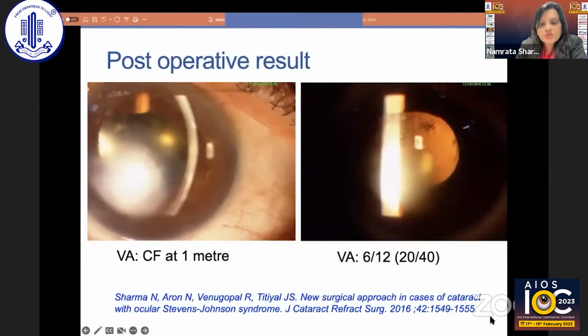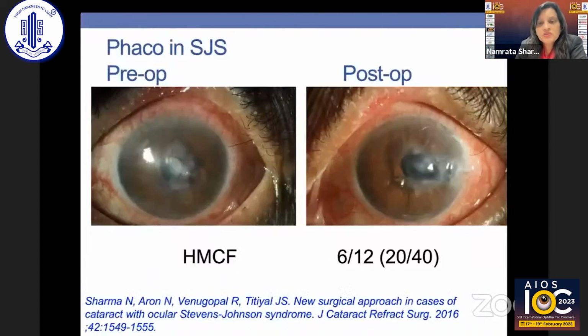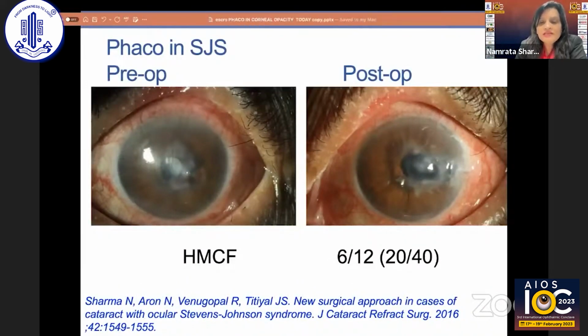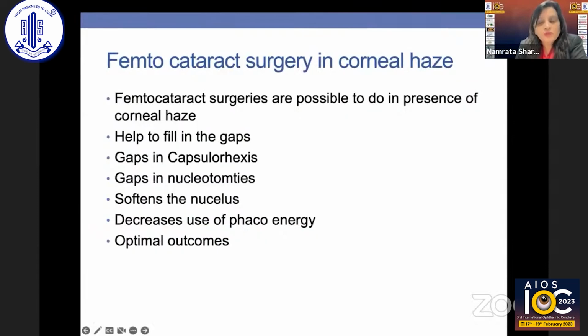So this is just to show some of the results from the cases that we encounter for chemical injuries as well as for Stevens-Johnson syndrome. So visual acuity is 20/40, but then it makes them ambulatory, and these cases are high risk for grafts. So those problems of high-risk grafts are obviated.